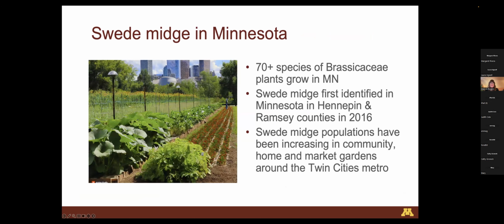All right, the case in Minnesota: we have 70 different species of brassica plants, both cultivated and non-cultivated, grown here. So lots of opportunity for host plants for infestation. The first occurrence was in 2016 in Hennepin and Ramsey County, where Minneapolis and St. Paul, our metro area, are. Since then, we've seen a huge increase in populations in our metro areas and community gardens.